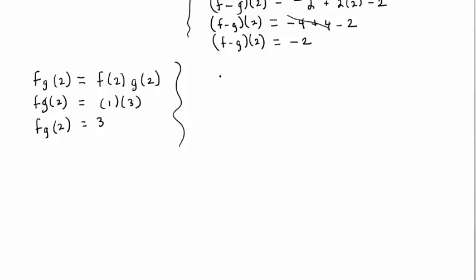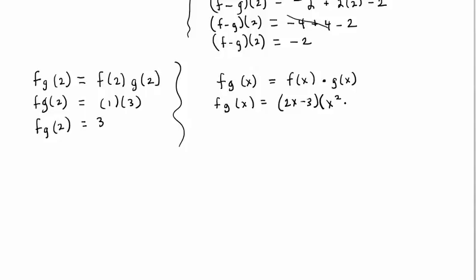The other way is multiply the two expressions together first and then plug in 2 to the answer. So this is f of x times g of x, which is quantity, means parentheses, 2x minus 3 times quantity x squared minus 1.